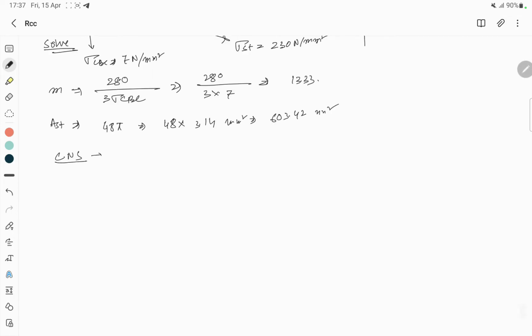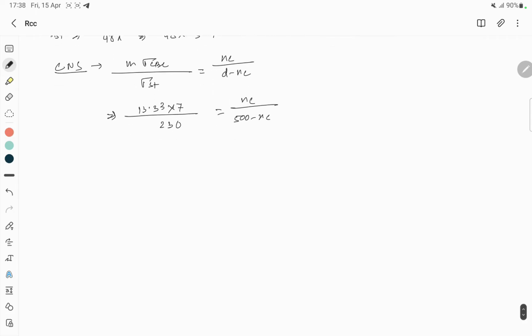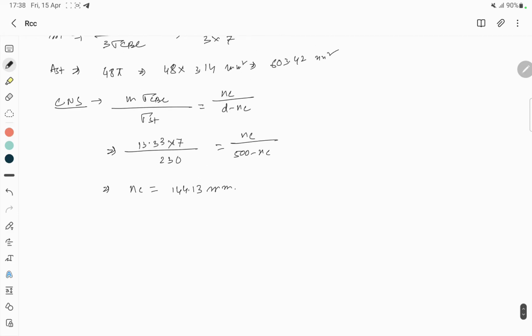Critical neutral axis, that is M sigma CBC by sigma ST equal to NC by D minus NC. 13.33 into 7 by 230 equal to NC by 500 minus NC. From here we have to find NC, that is NC equal to 144.13 mm. This is the critical neutral axis.